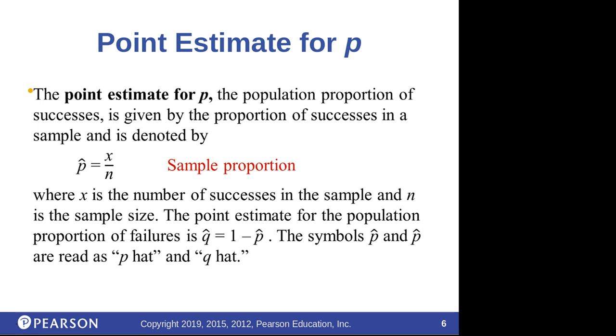The point estimate for P is the chance of success. And so notice we're going to use a P hat here for a sample proportion. It's the number of successes divided by the number of trials. So that's our estimate. If I have 100 trials and I want a point estimate of the population proportion, we take the number of successes divided by the number of trials. That gives us our estimate for success.